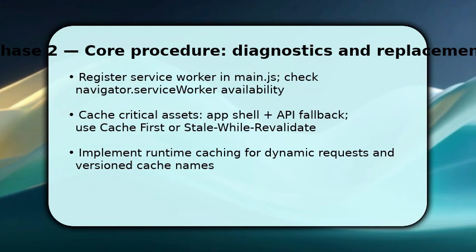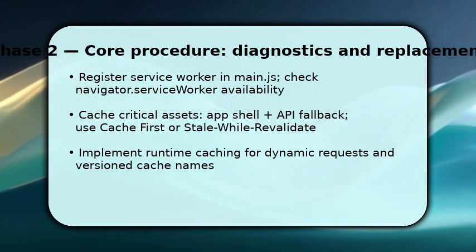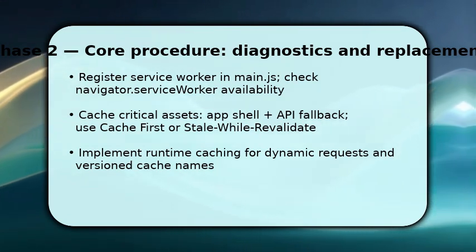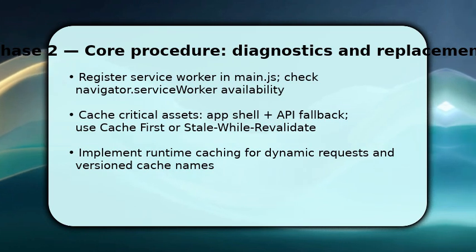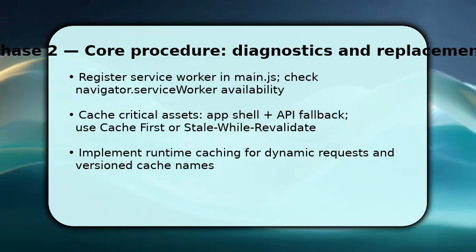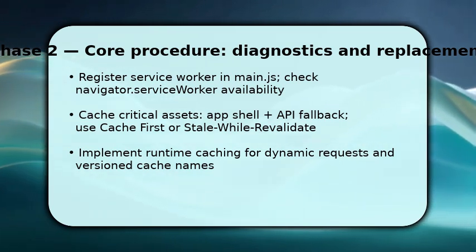Register it, then implement an install event to pre-cache the app shell and necessary assets. Use a clear cache naming scheme so you can activate new versions cleanly. During activate, delete old caches.